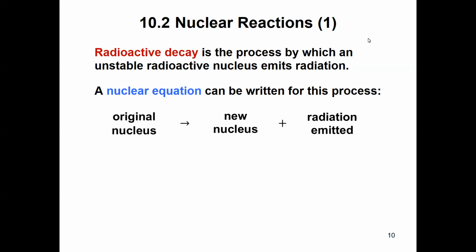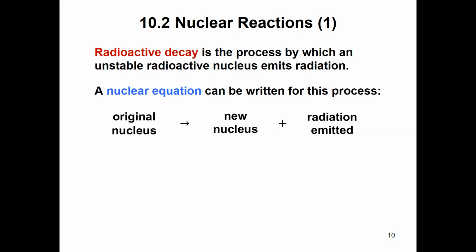So this video will go over section 2 of chapter 10, and that's nuclear reactions. So we'll learn about radioactive decay. The reactions of radioactive decay are the process by which an unstable radioactive nucleus emits radiation.